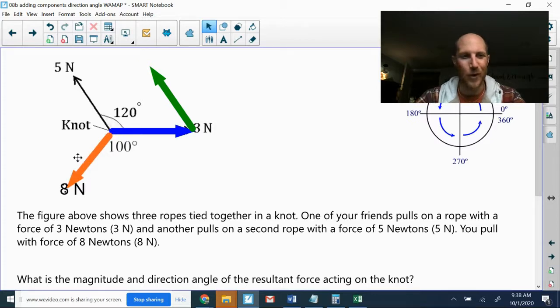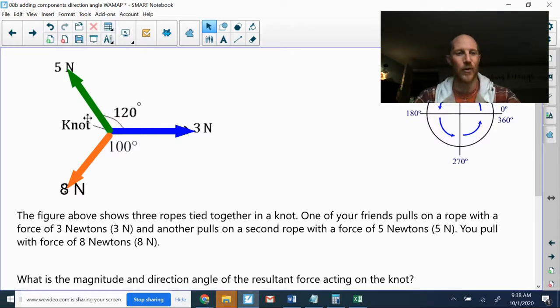honestly, the length of this orange vector at 8 newtons looks like it's maybe a little bit shorter than the vector I drew for this green one, which is 5, and the blue one is kind of the same length, but it's only 3 newtons. This is definitely not drawn to scale, so I'm not sure how reliable that really is, but maybe we'll try again.